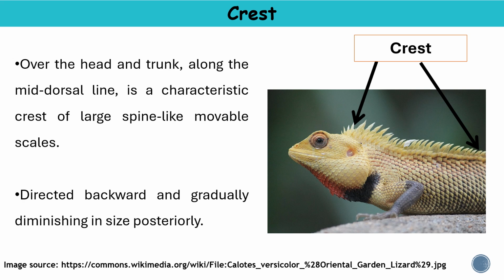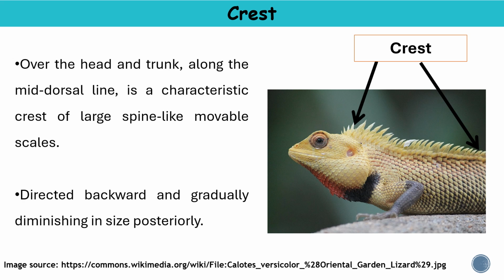In Calotes, we can see one more unique structure all along the mid dorsal line of the head and trunk region. We can see a clear series of backwardly pointed spines which are movable. That entire spine row on the head and trunk region is known as the crest, where the backwardly pointed, very sharp spines are present.